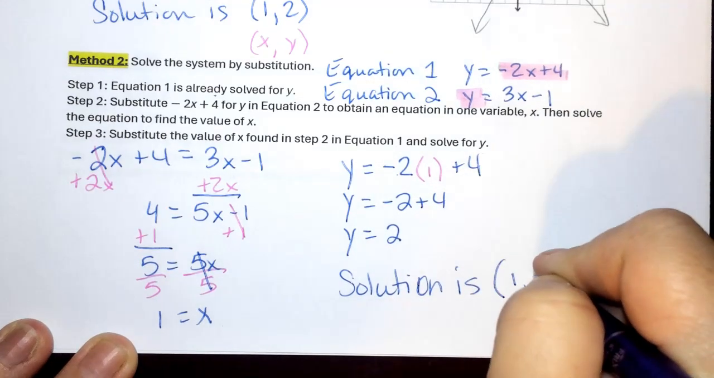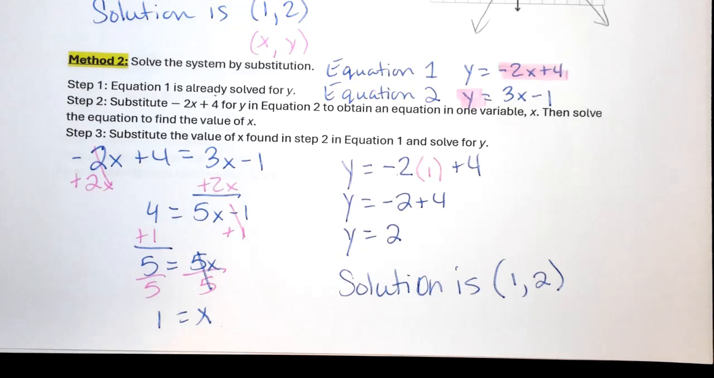Our solution is x comma y, so 1 comma 2. So those solutions are the same. That was the idea.